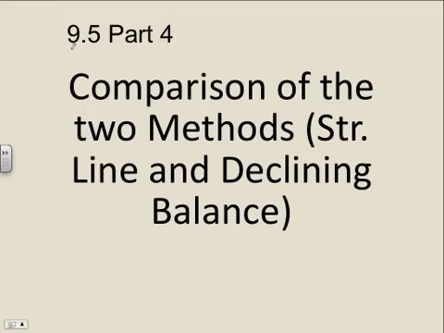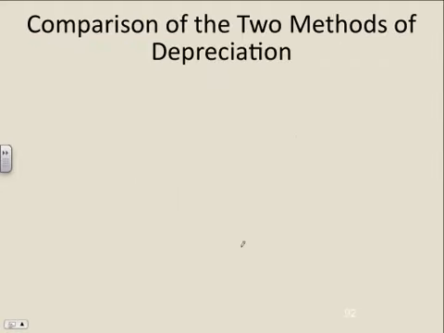We are almost done chapter 9. This is in chapter 9.5 part 4. We're going to compare the two methods, the straight line and the declining balance method.